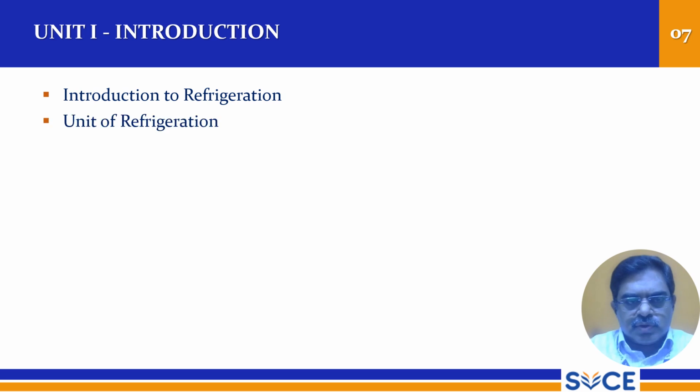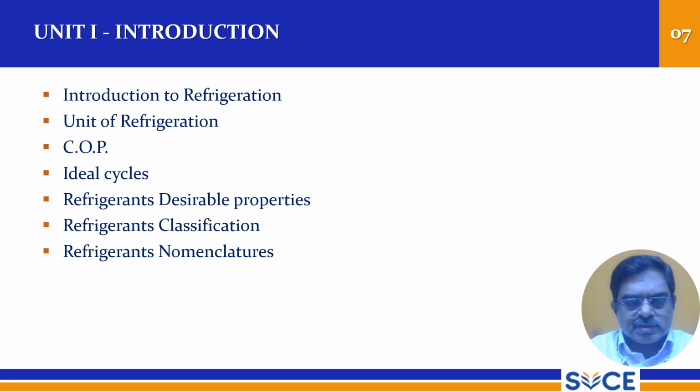So far in this unit we have seen all these topics: introduction to refrigeration, unit of refrigeration, COP, ideal cycles, and we have solved numerical problems also on ideal cycles. Now we shall see the different types of refrigerants, classification, properties, nomenclature.